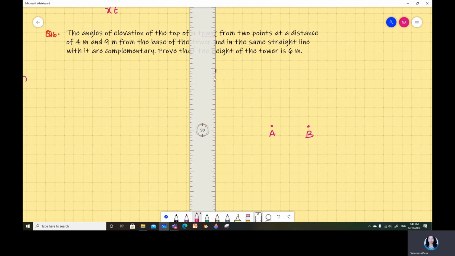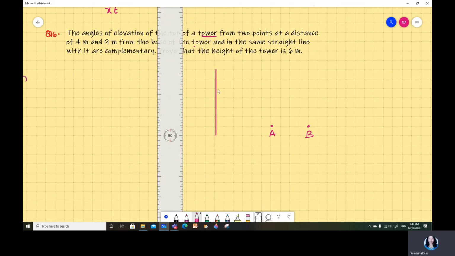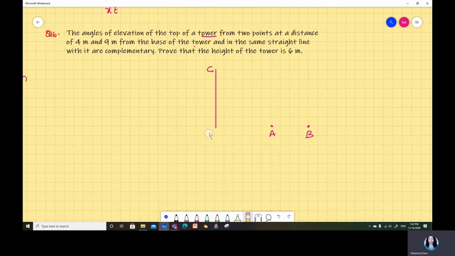So let's take the tower to be here. I'll take this point as D. Let's take the base level as D. So if the tower is there, the angle of elevation of the top of the tower from two points. This is the horizontal level. Let's take the two points A and B.